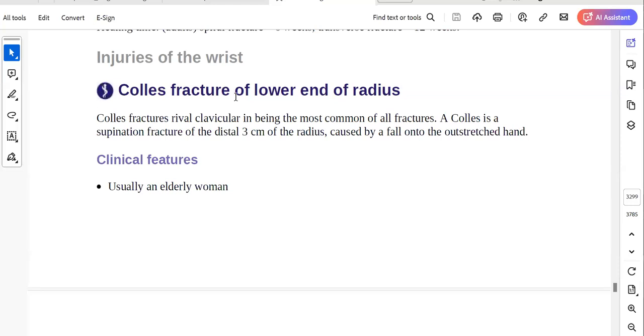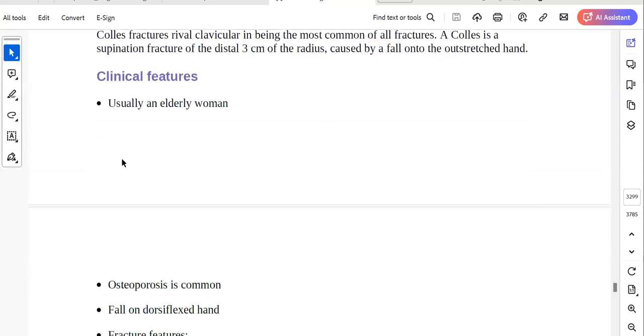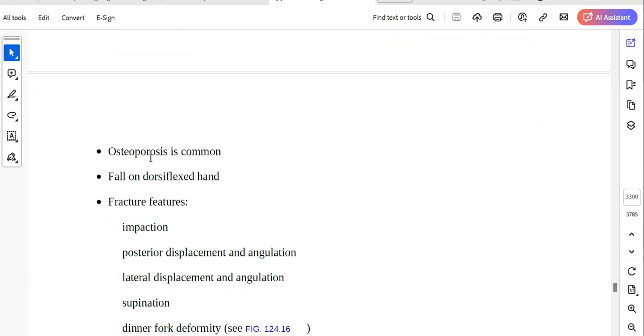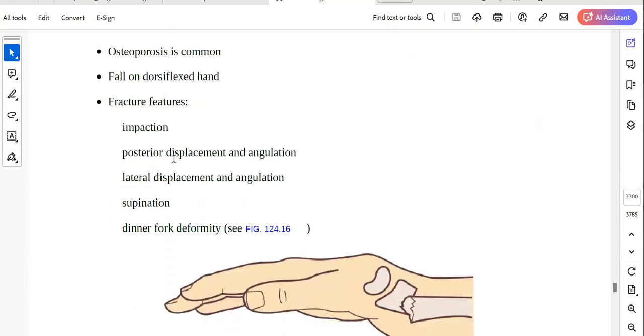Now, very, very important is Colles fracture. Colles fracture is one of the most common fractures, especially in elderly patients. Colles fracture is a fracture of the distal 3 centimeter of the radius caused by a fall onto an outstretched hand. So if a patient falls on an outstretched hand and there is a fracture in the distal 3 centimeter of the radius, that's what we call Colles fracture. It is common in elderly women, most of whom already have osteoporosis.